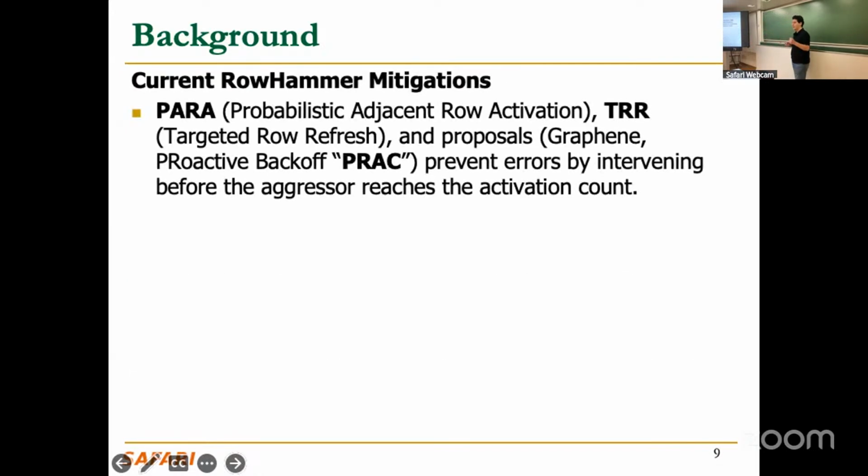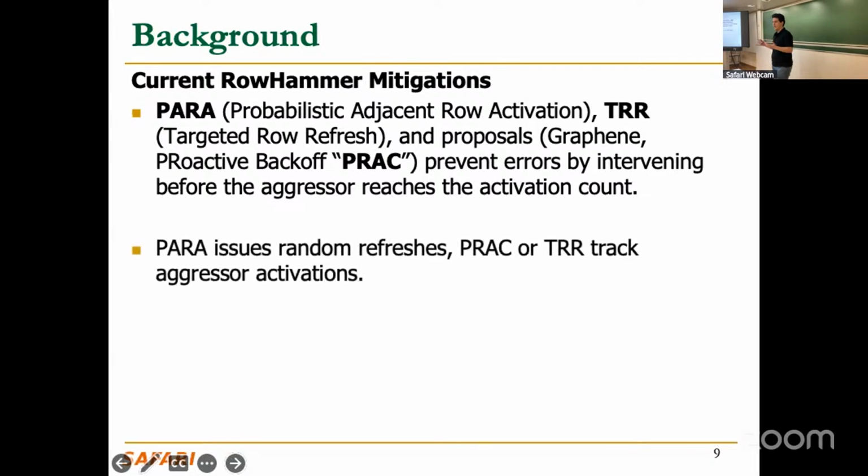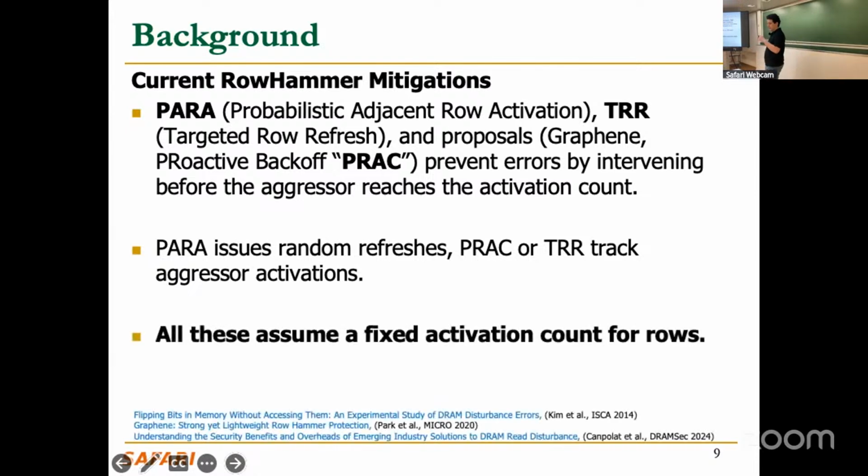We also have some mitigations against these attacks, such as PARA, targeted row refresh, or other proposals. They all try to prevent these errors by intervening before an aggressor reaches some activation count. In the case of PARA, we issue random refreshes with some probability, or in TRR, we track aggressor activations. But in essence, all of them have a common intuition: they assume a fixed activation count for these rows.